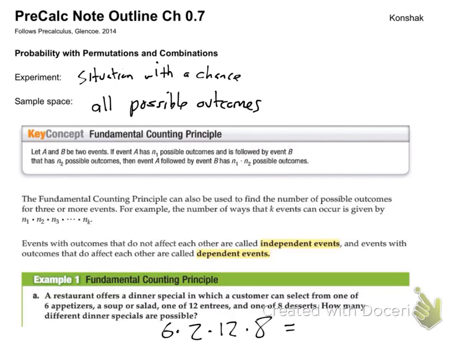How many dinner specials are they actually providing? Take your calculator out, guys. 6 times 2 is 12. 12 times 12 is 144. What's 144 times 8? 1,152. There are 1,152 dinner possibilities. That's a lot. That means you could go there for about 3 years and never have the same dinner. Or eat there for a whole entire year, every single meal, and you could have every single one different. It would take probably about a year or more, right?